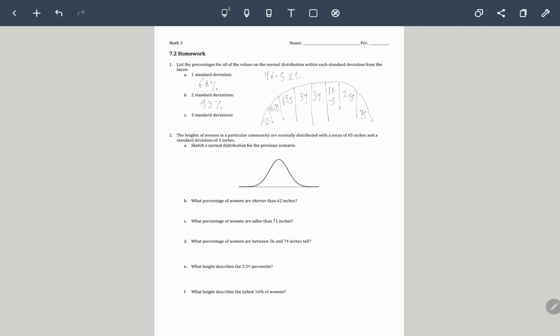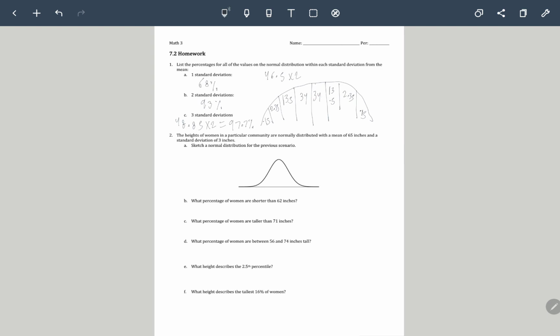And here, three standard deviations away would be 48.85, and that times 2 is 97.7%. That's three standard deviations away. So 1, 2, 3, 1, 2, 3.